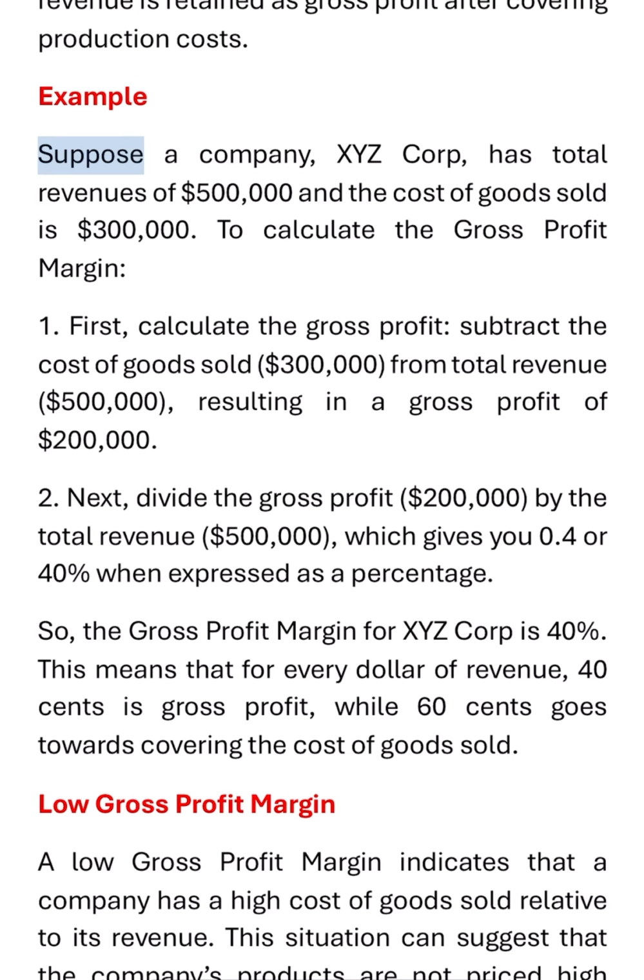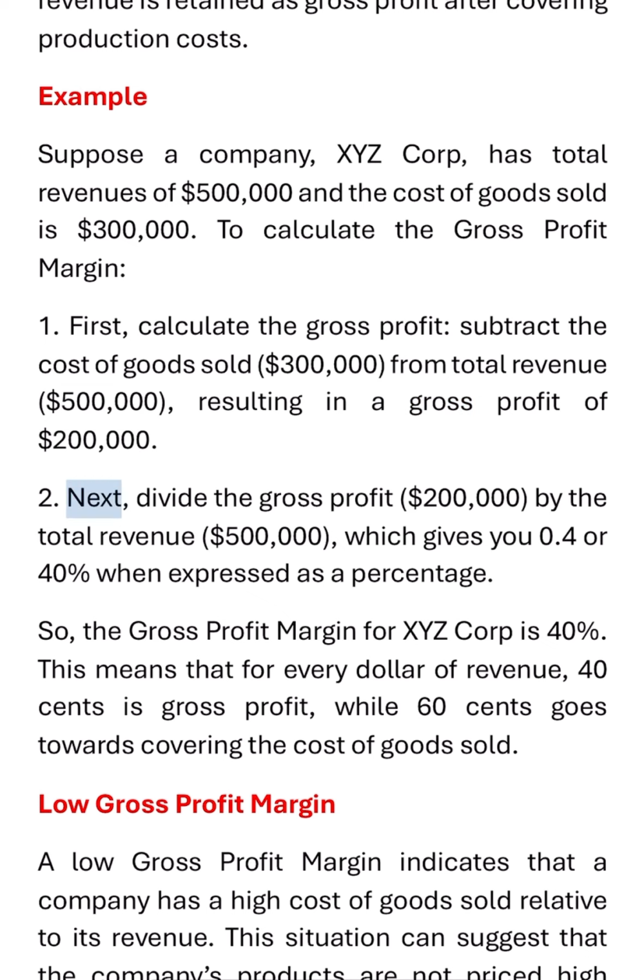Example: suppose a company, XYZ Corp., has total revenues of $500,000 and the cost of goods sold is $300,000. To calculate the gross profit margin. 1. First, calculate the gross profit. Subtract the cost of goods sold, $300,000, from total revenue, $500,000, resulting in a gross profit of $200,000.